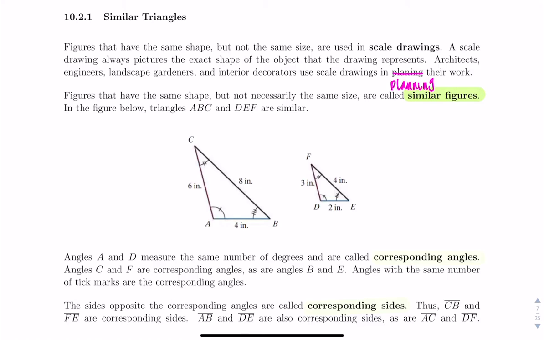So A and D measure the same number of degrees and are called corresponding angles. Angles C and F are corresponding angles, and so are B and E. Angles with the same number of tick marks are the corresponding angles. The sides opposite the corresponding angles are called corresponding sides. Thus, CB and FE are corresponding sides, AB and DE, and AC and DF.